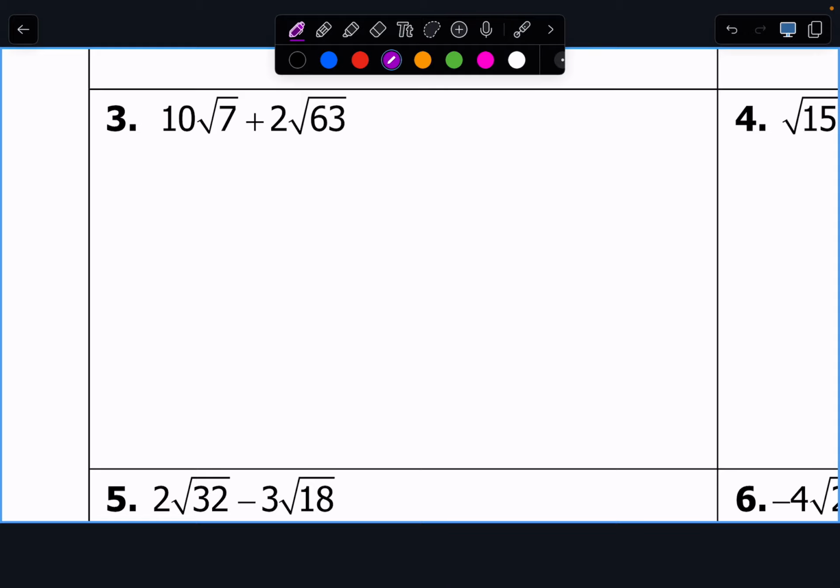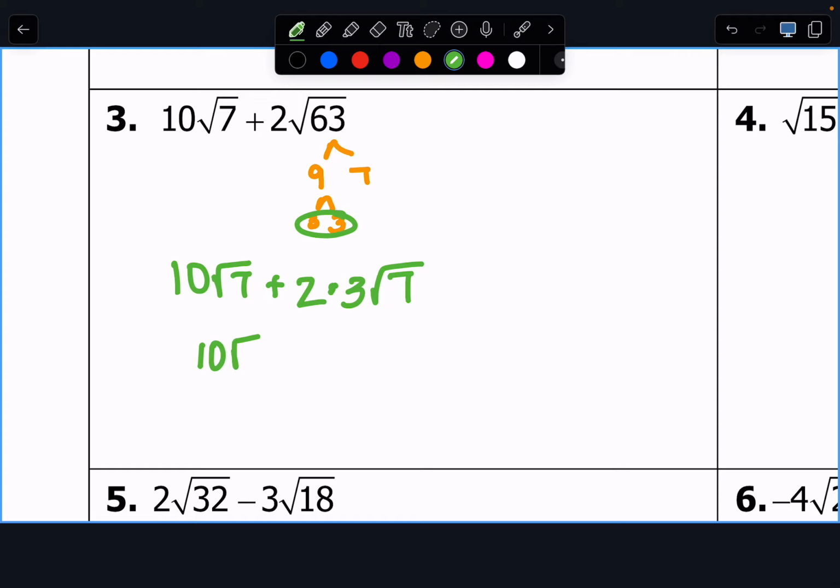No, but I bet we could simplify the square root of 63. What multiplies to be 63? 7 and 9. And I know that 9 is 3 squared. So we have 10 radical 7 plus 2 times that 3 gets to come out of the radical. And 7 remains. So we have 10 radical 7 plus 6 radical 7.